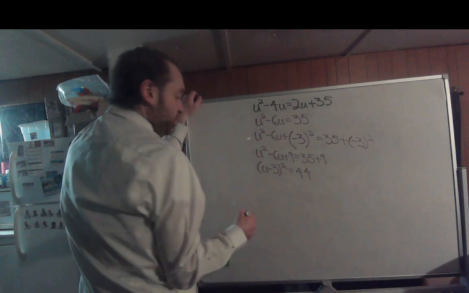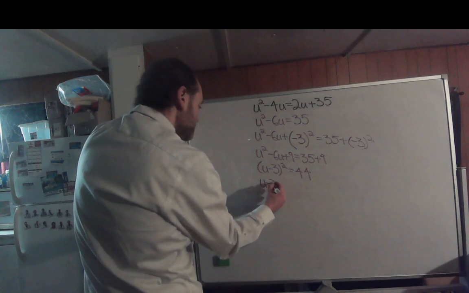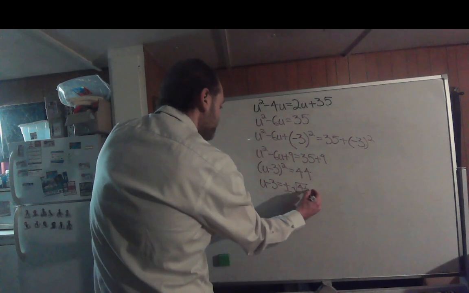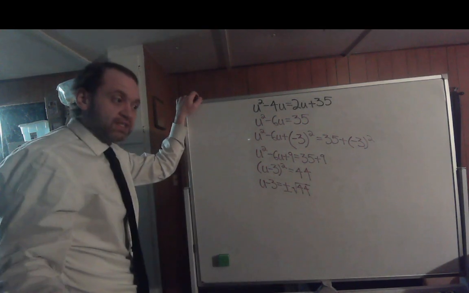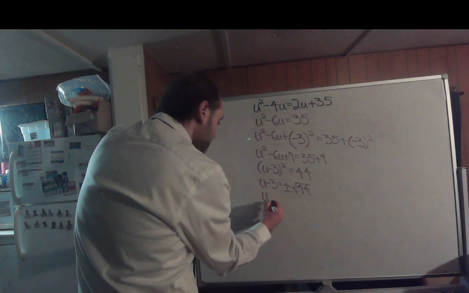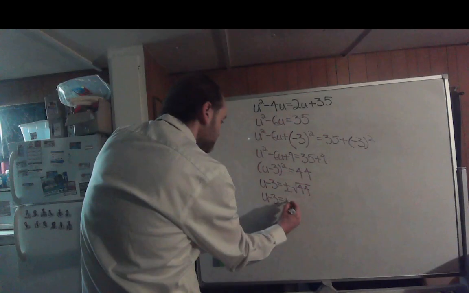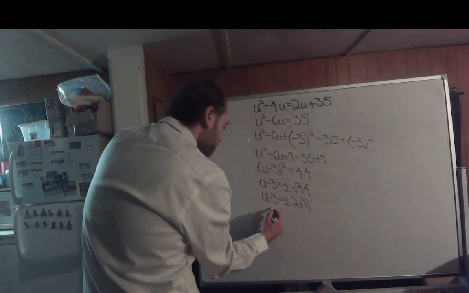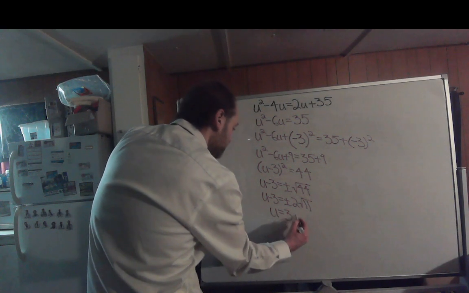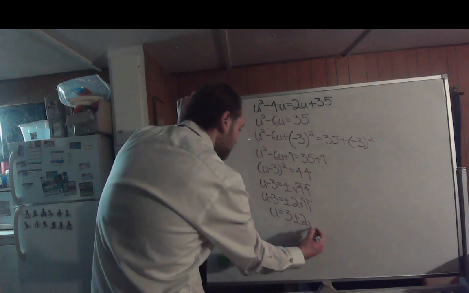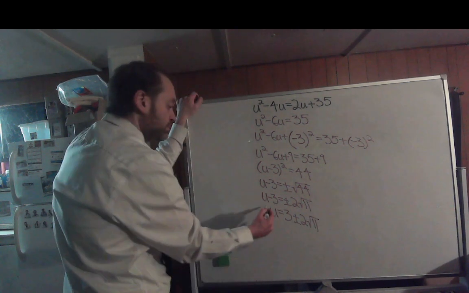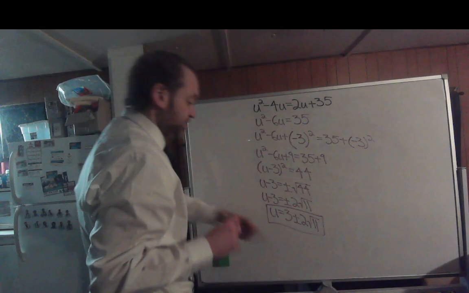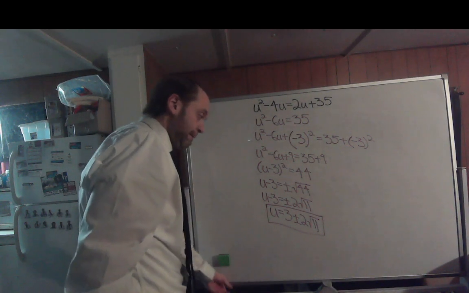So now take the square root of both sides. You would get u minus 3 equals plus and minus the square root of 44. Well, 44 breaks down into 4 and 11, right? So u minus 3 would equal plus and minus 2 times the square root of 11, which means u would equal 3 plus and minus 2 times the square root of 11. So those are your two solutions. u equals 3 plus and minus 2 times the square root of 11.